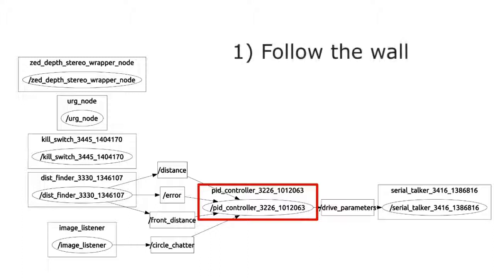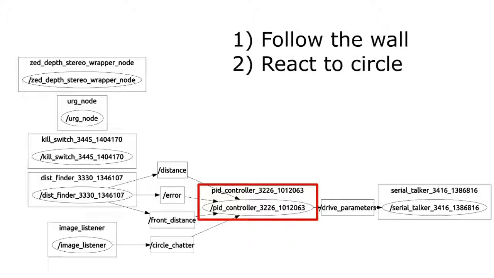Follow the wall, which can be considered a default state for when there is no reason for the vehicle to turn right or left. Just adjust the steering angle to follow a wall. React to the circle: when the circle is detected with a sufficient radius to filter out false positives, and the front distance is within the acceptable parameters, make an abrupt turn to the left.